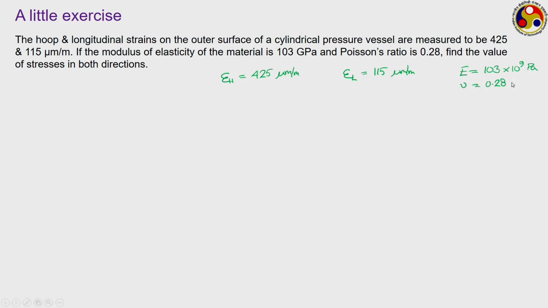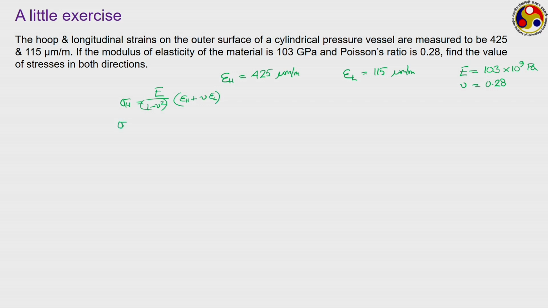We have to find the value of stresses in both directions. So, we can straight away use the relation of stress and strain, which we derived in the previous lecture. If we go that way, then how can we write the hoop stress in the h direction, what will be the relation for this? If you remember carefully what we derived in the previous lecture, then we can directly make use of the relation, otherwise you can derive this one. It will be E by 1 minus nu square into epsilon h plus nu into epsilon L.